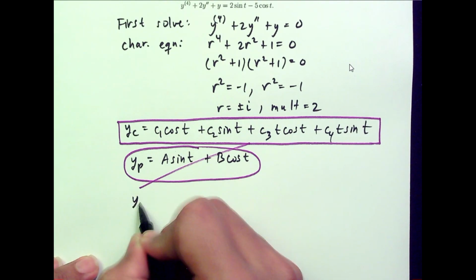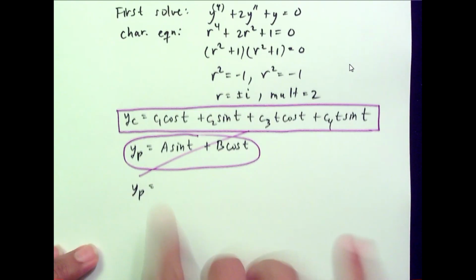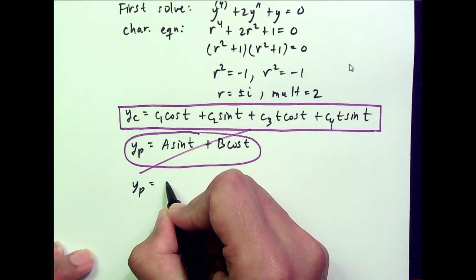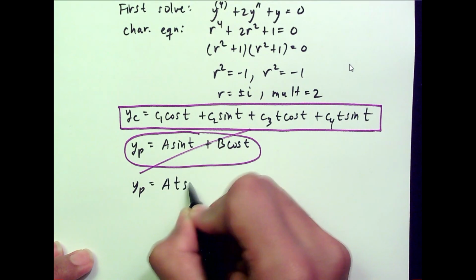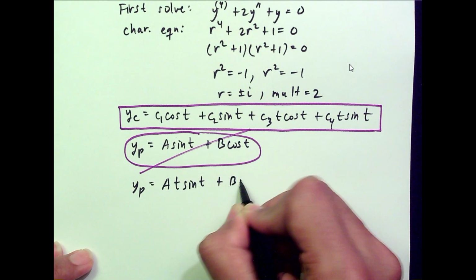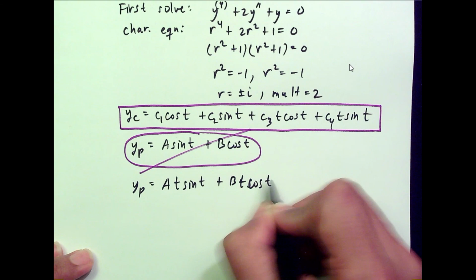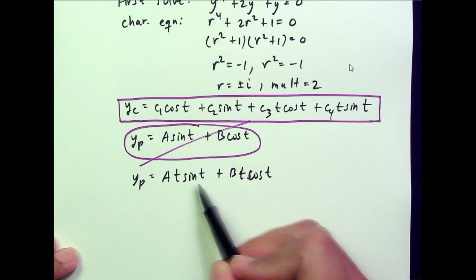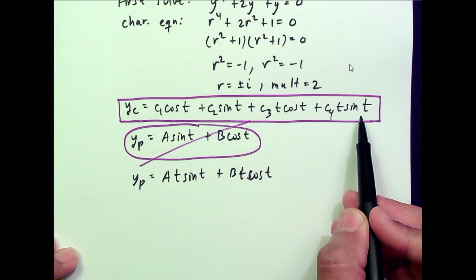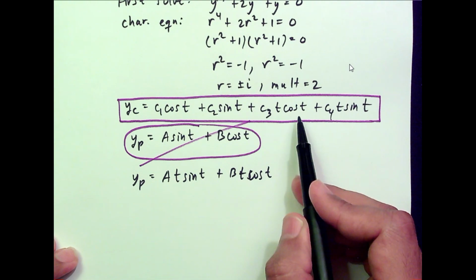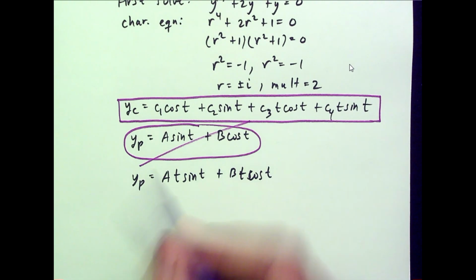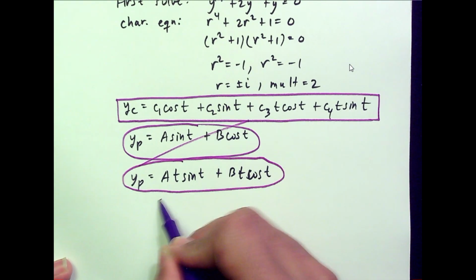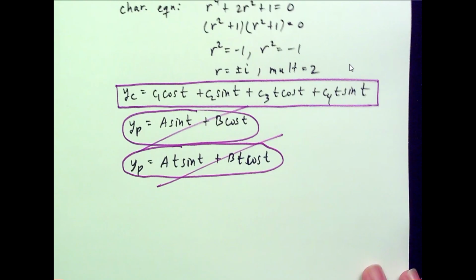So that means the particular solution has to be this but multiplied by t. That's going to be our next guess. However, note that that's still not good because t sine of t is right here, and t cosine of t is right there. So that also is bad. That's not going to be viable. That's duplicated with the complementary solution.